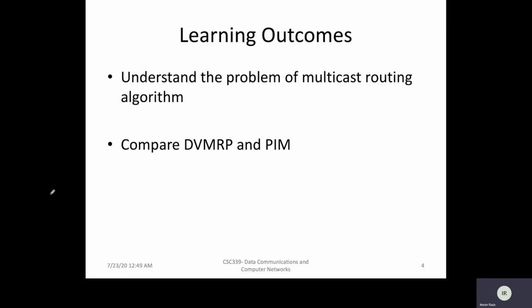The learning outcomes of today's lecture are: number 1, to understand the problem of multicast routing algorithm. So multicasting is in fact a subset of broadcasting. So we'll see how we can achieve multicasting and what is the problem statement of multicast routing algorithm. Then we'll try to compare distance vector multicast routing protocol and protocol independent multicasting.